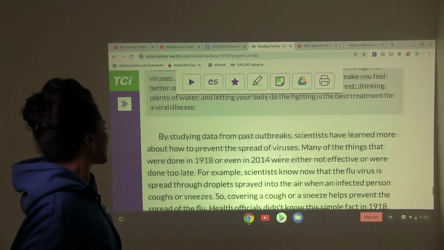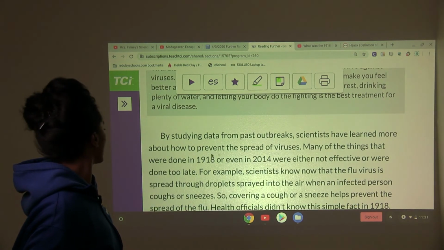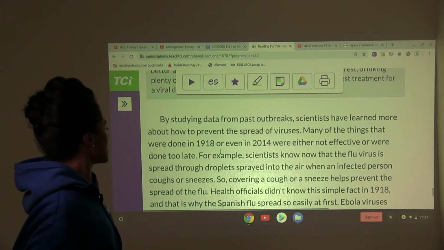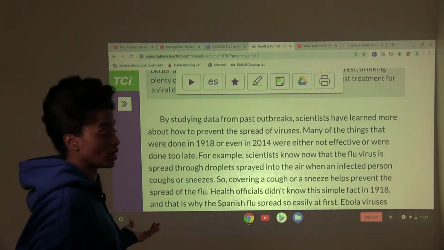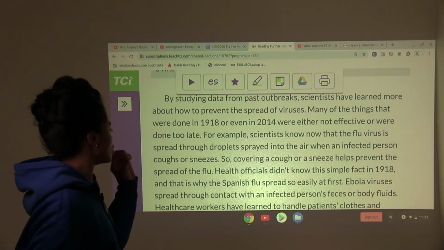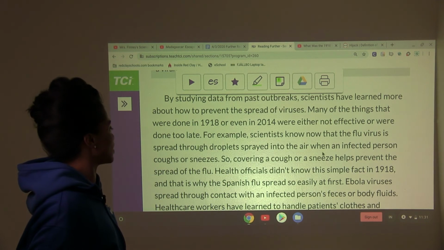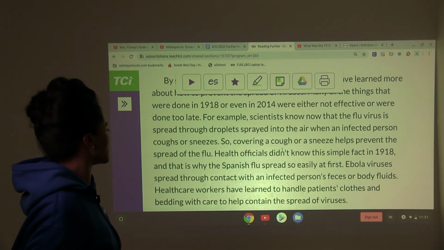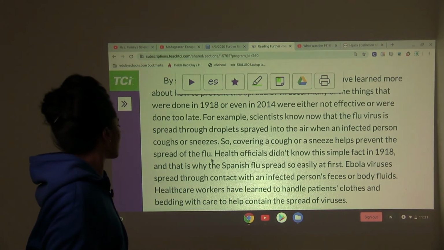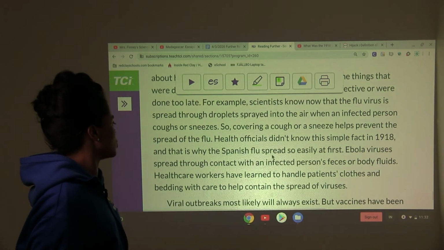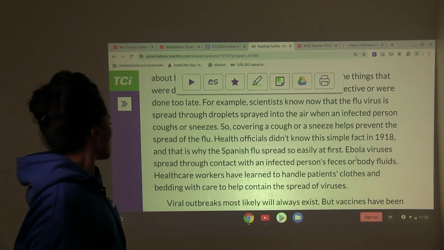Okay? By studying data from past outbreaks, scientists have learned more about how to prevent the spread of viruses. Many of the things that were done in 1918 or even in 2014 were either not effective or were done too late. For example, scientists know now that the flu virus is spread through droplets sprayed into the air when an infected person coughs or sneezes. So covering a cough or a sneeze helps prevent the spread of the flu. Health officials didn't know this simple fact in 1918, and that is why the Spanish flu spread so easily at first.